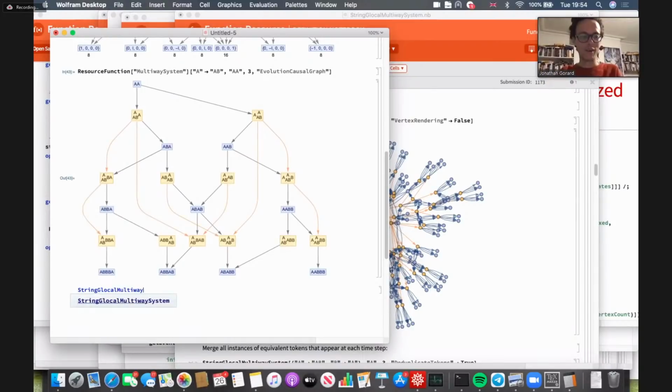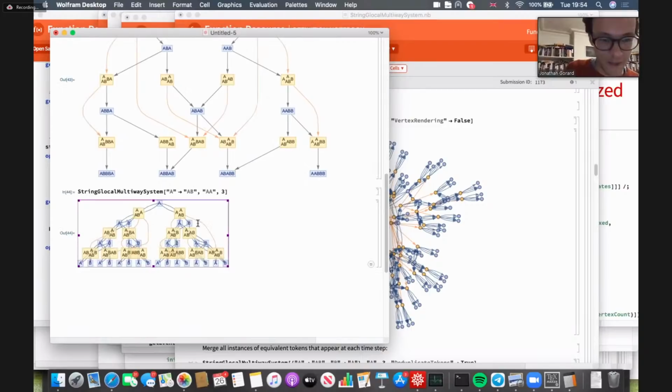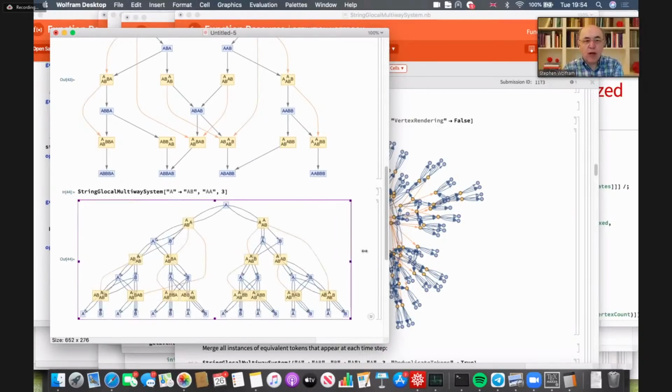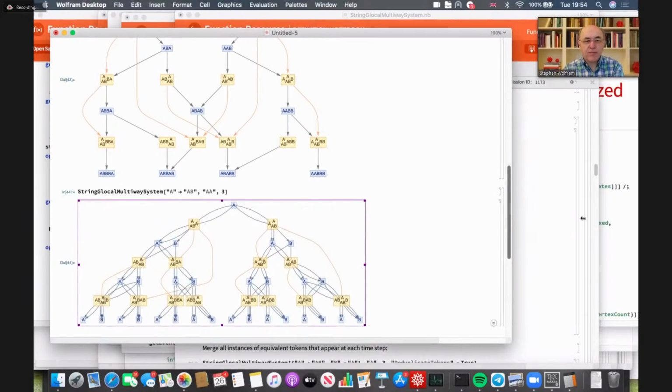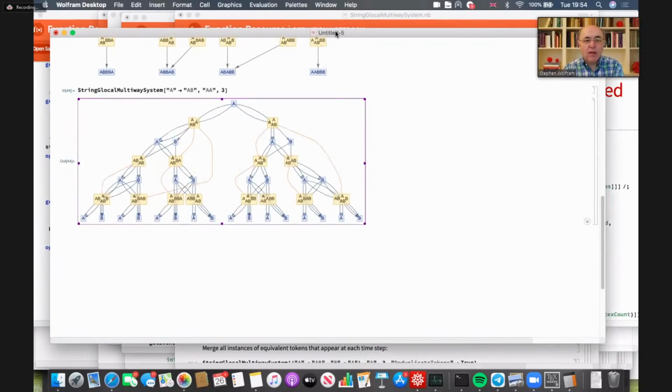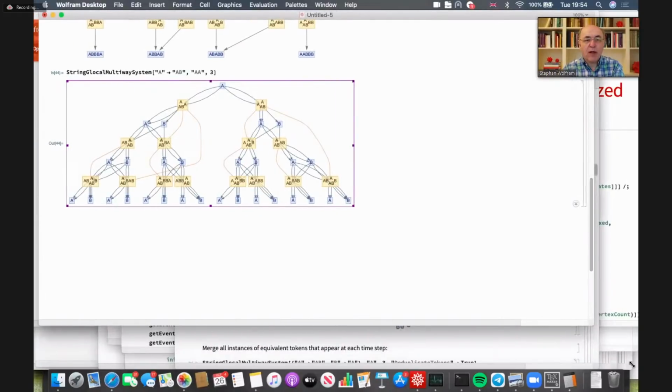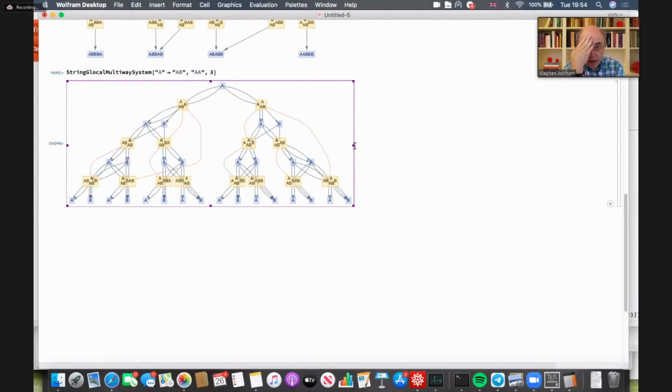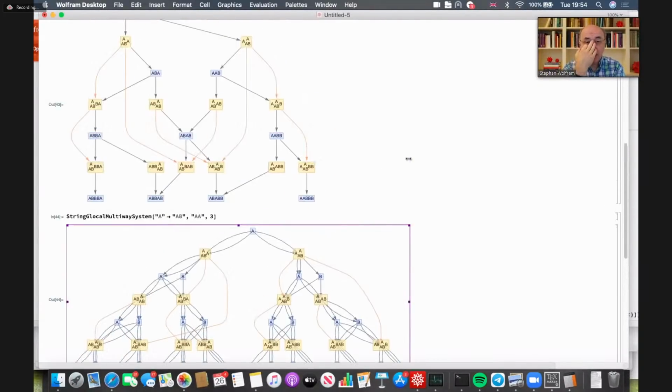Okay. More exciting. Okay. So if I now do string local multiway system with the same inputs, same rules, okay, here's what I get. Can you make that window wider? Oh yeah, sure. Sorry, of course. Okay, so let's go first to the traditional multiway system.